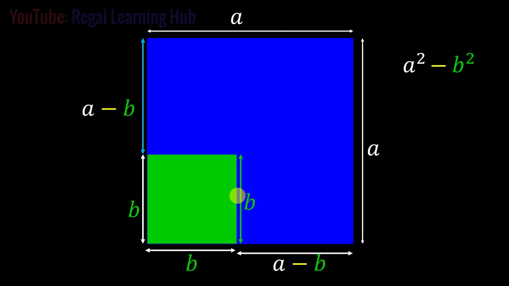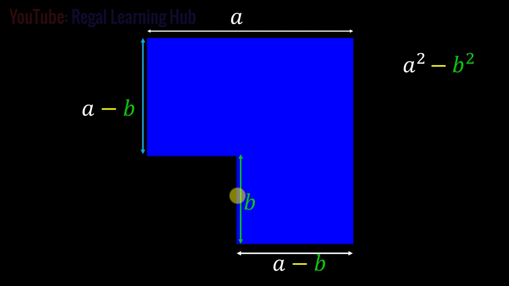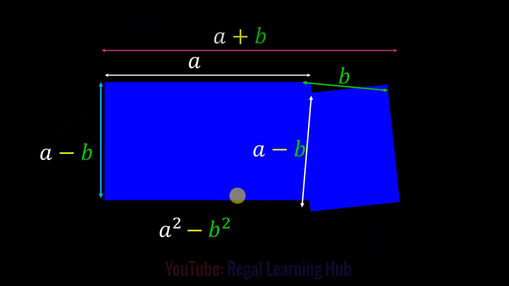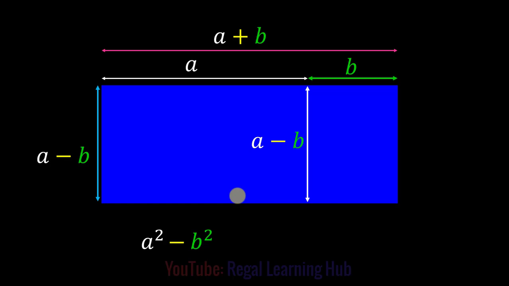Now let's completely eliminate the green section and then rearrange the remaining blue side to form a rectangle. After the rearrangement of the blue remaining parts to form a rectangle, now you realize that we now have a length which is A plus B, and then a width which is A minus B. Remember, the A squared minus B squared was the area of the remaining blue section, which has now been arranged to form a rectangle.